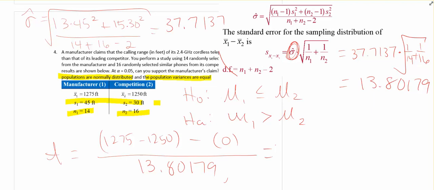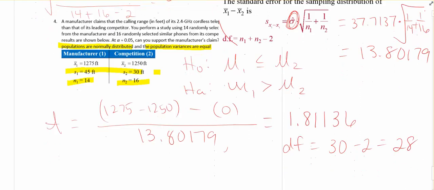So your numerator is 25. I'm going to divide by the denominator. You get 1.81136. Now the other thing to note is the degrees of freedom are calculated differently for this type of test. So we're supposed to add the two samples together, which is 30, and subtract 2. So the degrees of freedom is 28.